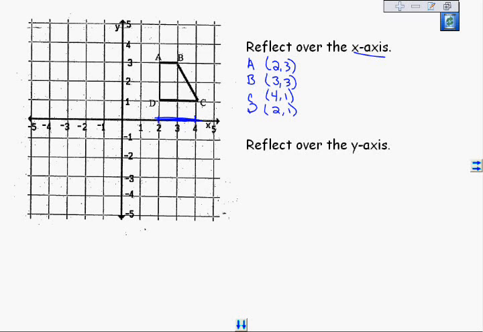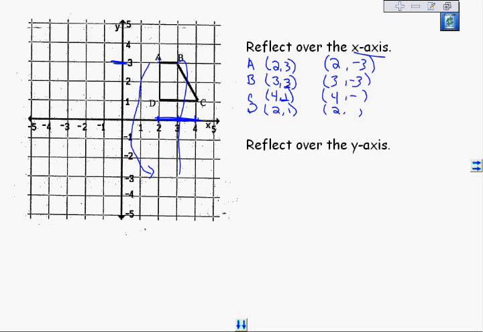So they're still going to be in these locations at the 2, 3, and 4. So the x is going to stay the same. But we're going to go the opposite side. So the A is not going to be at 3 anymore. It's going to flip over and be at the -3. All of these are going to flip over and be on the opposite side. So it's not going to be at the 3 anymore. It's going to be at the -3.